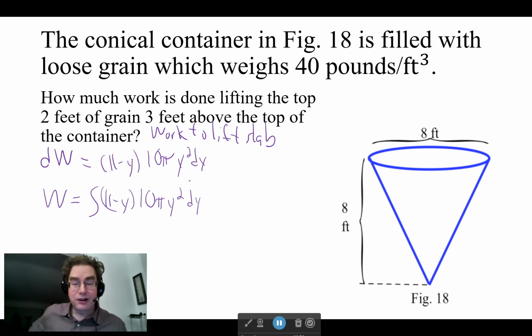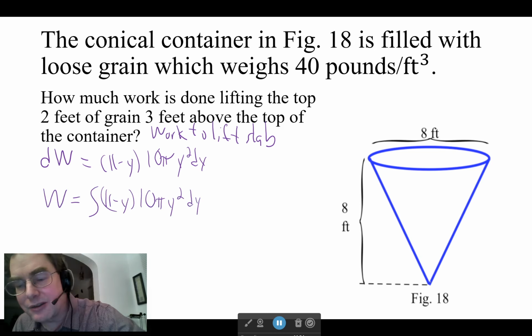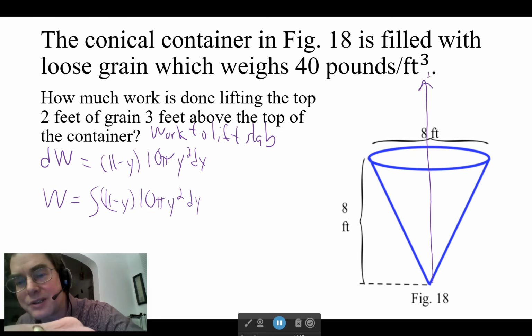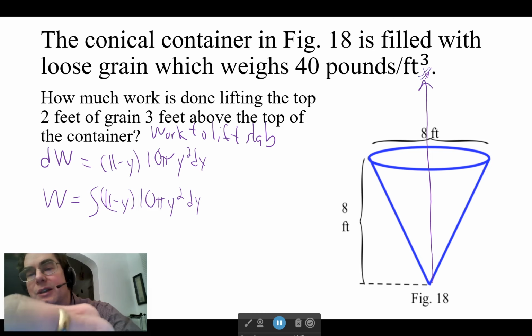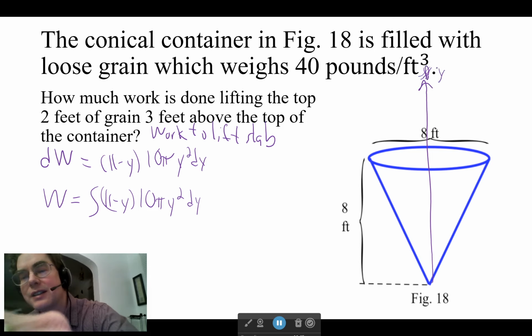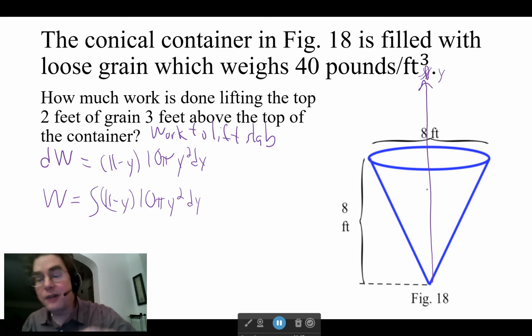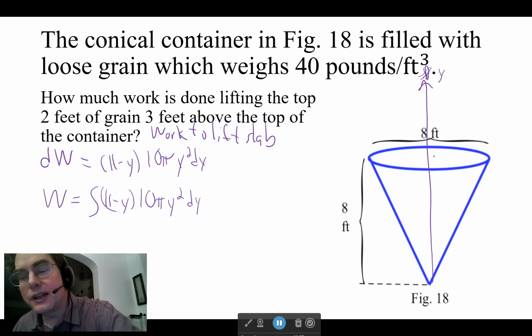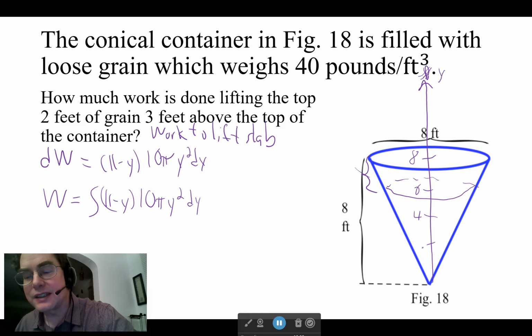And now we do need to get our limits of integration in here. Probably a good idea to remember our coordinate system. This was our y-axis. Okay, that's supposed to be a y. Oh my goodness, just getting worse. There we go. Okay, and the stuff that we're lifting, remember, we're not taking all the grain out of the container. We're taking the top 2 feet out, so that's 8 there. And if this was 4 and this is 6, the portion of grain that we're lifting is this portion right here. That goes from 6 to 8.